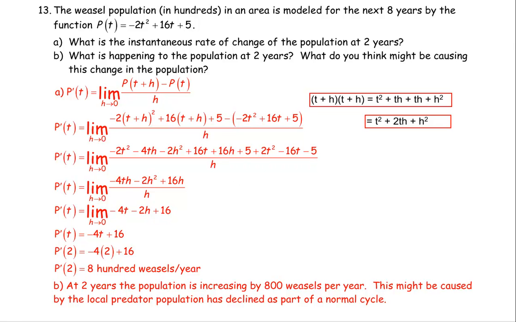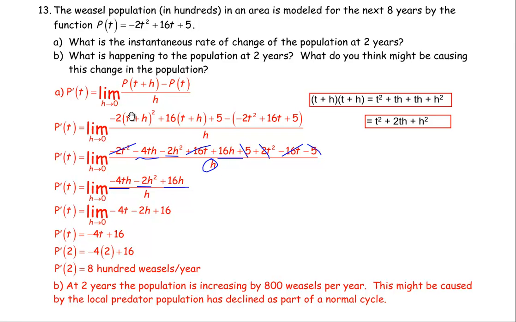And then again, just like before, we get a whole bunch of stuff that adds to 0. The negative 2t squared and 2t squared add to 0. The 16t and negative 16t add to 0, as do the 5 and negative 5. And so we're basically left with this term right here, and then minus 2h squared, and then the 16h as well. And that's all over, of course, still this h in the denominator.